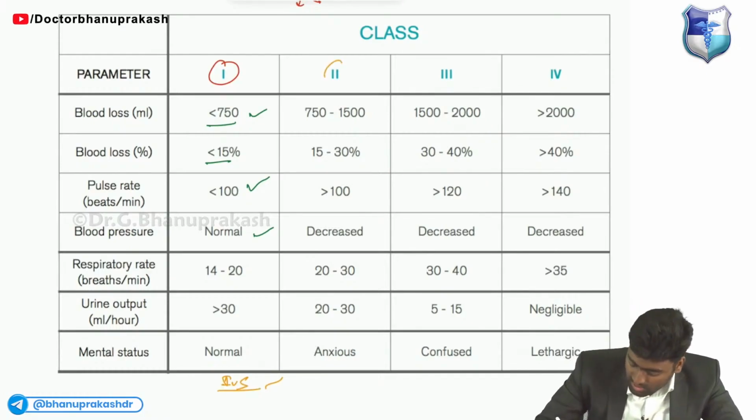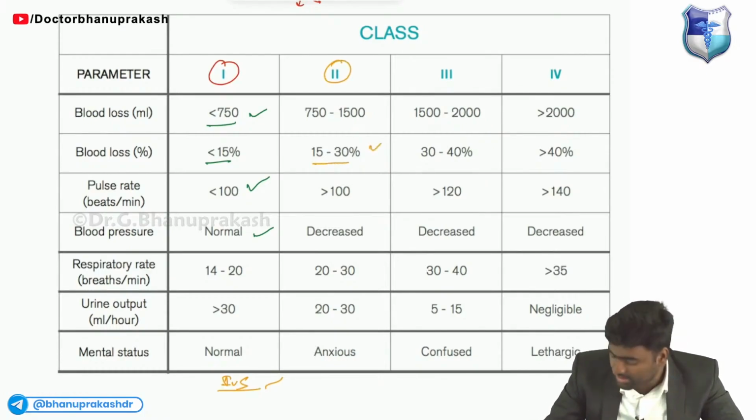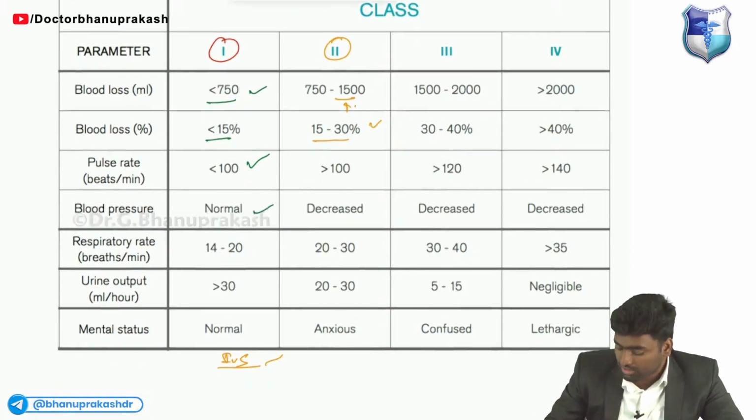Whereas in the case of stage 2, where 15 to 30% of the blood will be lost, around 1500 ml का blood lost हो गया, तो तब क्या होगा?